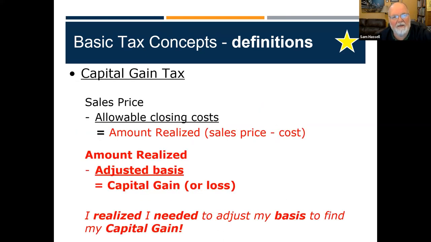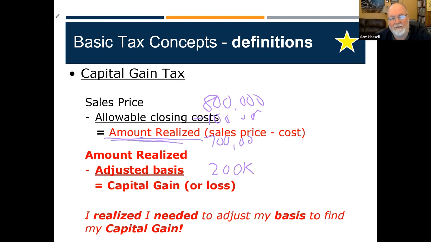Now I'm going to sell this. Remember I said that my basis before is $200,000. That's what it cost me. Well, I've got to figure out how much this thing is going to cost. So I'm selling it for $800,000. I'm going to pay a 10% commission, which is $80,000, and $20,000 in closing costs. So that's $100,000, closing and excise and everything else. I'm going to subtract that $100,000 for allowable closing costs. Now that means $700,000 is going to be my amount realized.